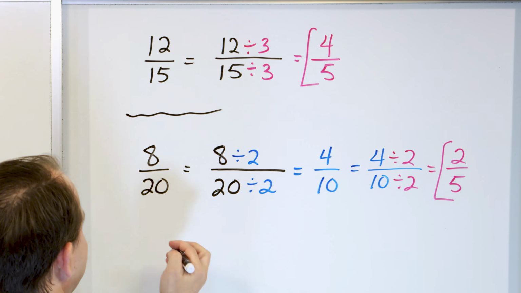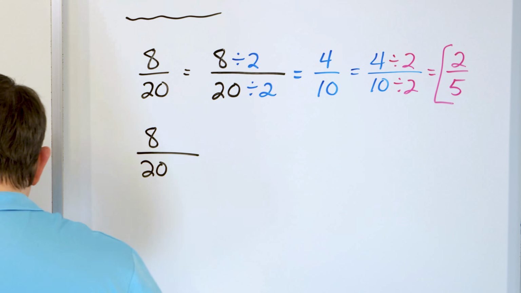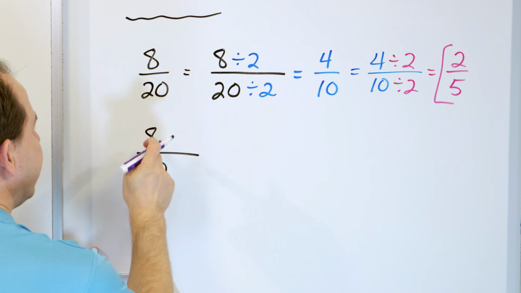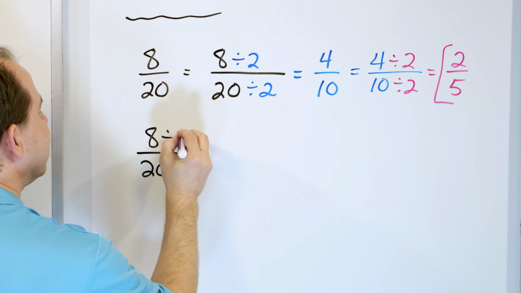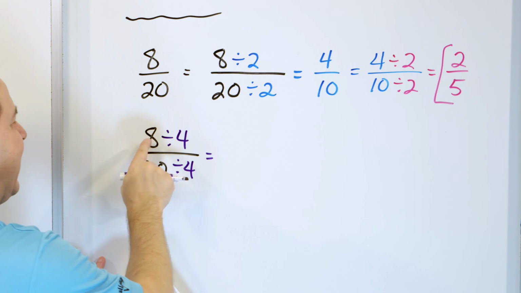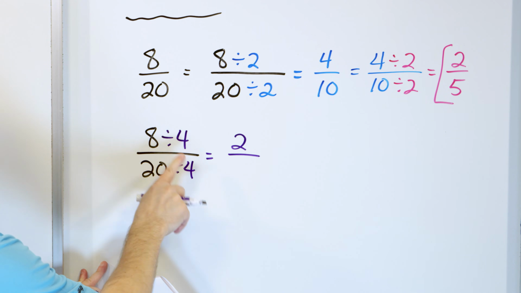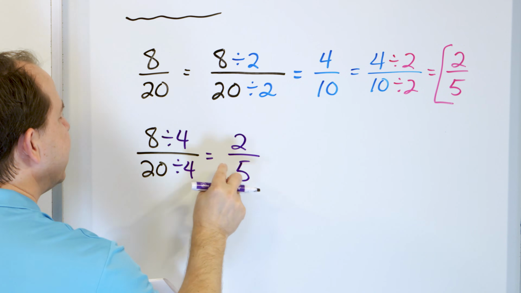I said I won't do this for every problem, but I can't resist doing it here. Let's rework the problem again. What else could I divide by? What else is divisible here? Actually, you can divide the top and bottom by 4. You may not see that right away, but 8 divided by 4 is 2. 20 divided by 4 is what? 5, because 5 times 4 is 20.